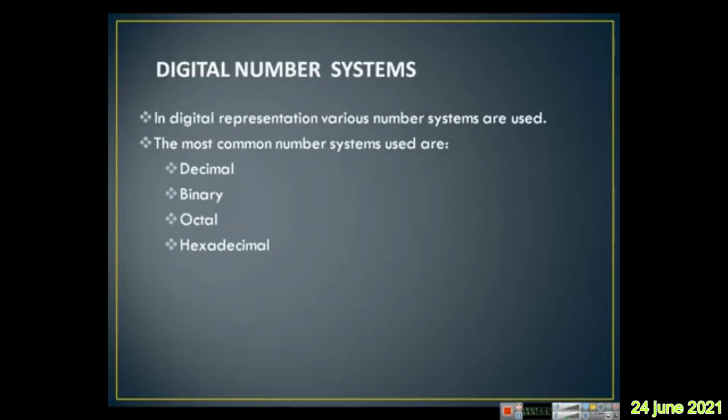Now the digital number systems. In digital representation, various number systems are used. The most common number systems used are the decimal, the binary, the octal and the hexadecimal. Let us try to see these numbers one by one.